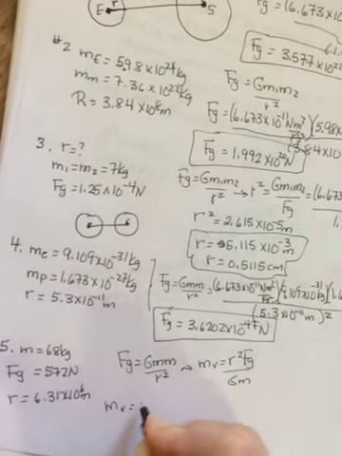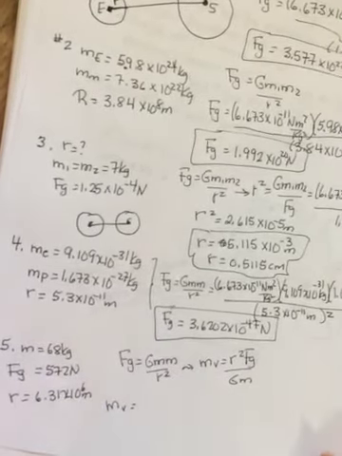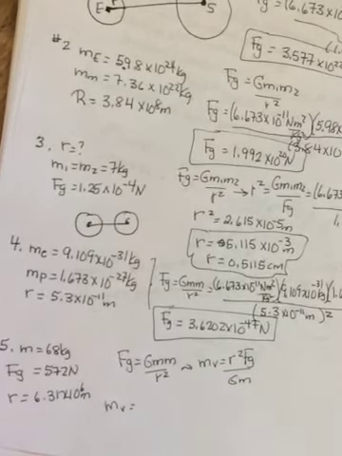Gonna run out of time. Shoot. And you should get 5.019 to the 24th.